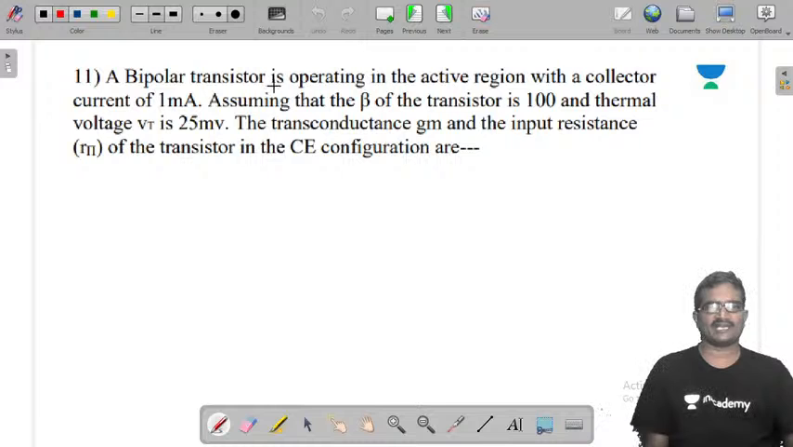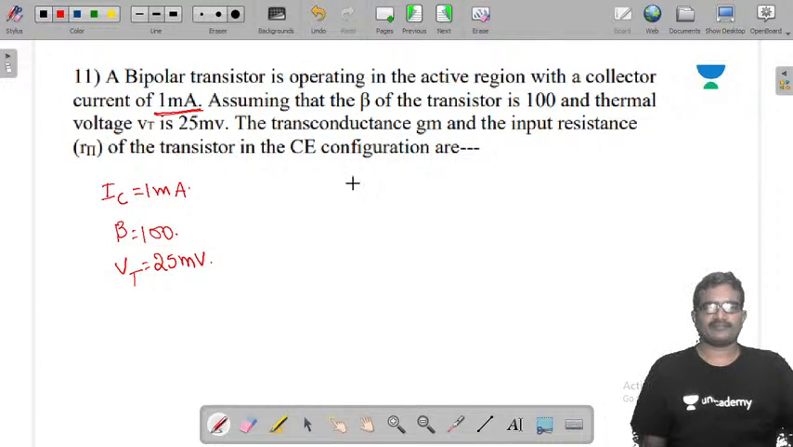See, a bipolar transistor is operating in active region with a collector current of 1 milliamp. So collector current, in this sense, is a DC collector current, which is 1 milliamperes. Assuming that beta of the transistor is 100, the thermal voltage VT is 25 millivolts. The transconductance GM and input resistance R pi of the transistor in CE configuration is how much?